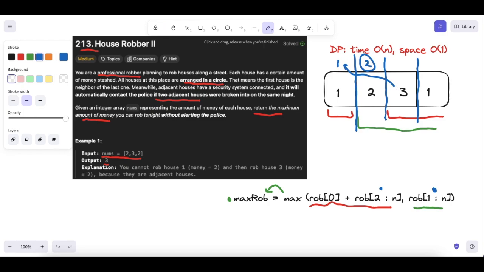So of course, because 3 plus 1 is 4 and that is greater than 2, we'd rather rob house 3 plus the first house and get a sum of 4. Then we would move on to our last index in our array.